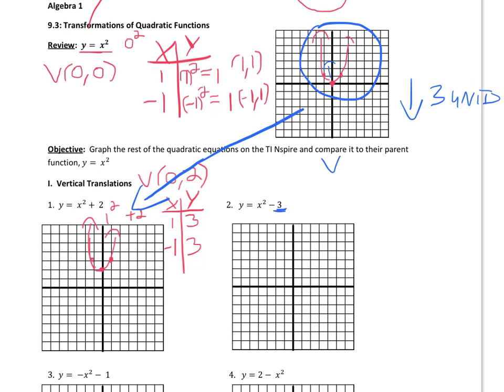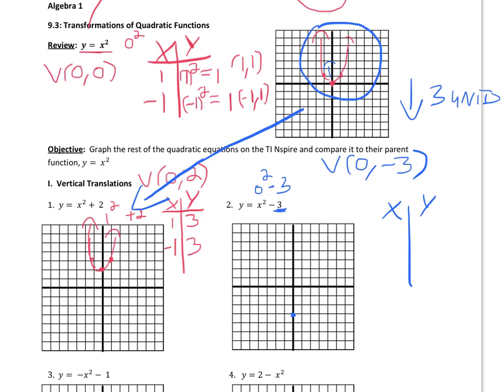So my vertex for this, I have no x value, so it's 0, but the y value is going to be negative 3. Because if I did 0 squared minus 3, well, 0 minus 3 gives me negative 3. So I have 0, negative 3.